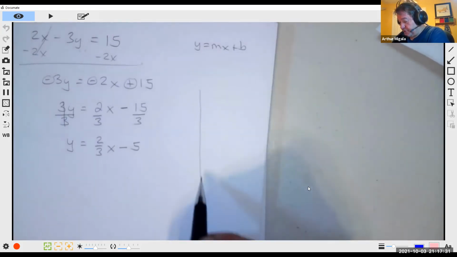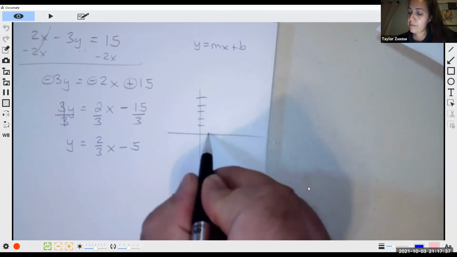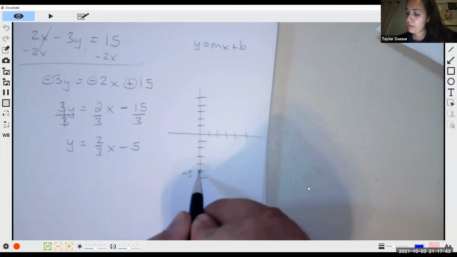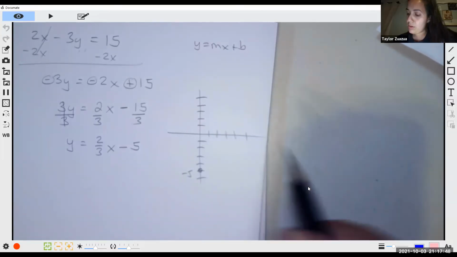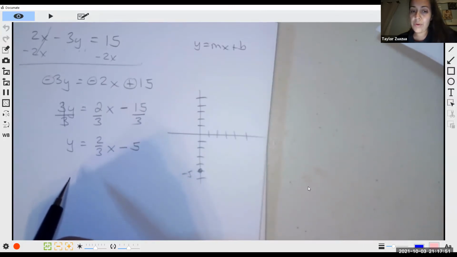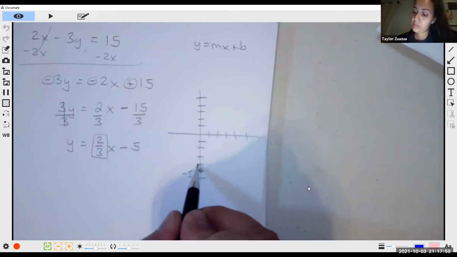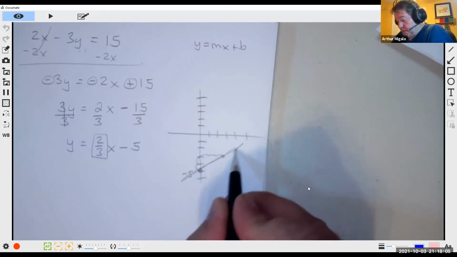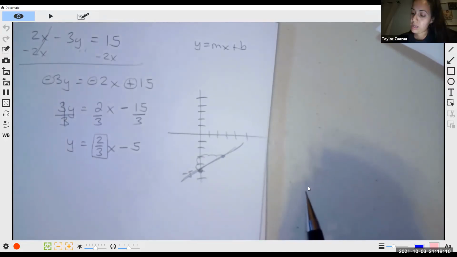So if you're going to graph this, where do you start? At the -5. So put a dot on -5. And then would you go down 2 spaces or up? You go up 2 spaces and then to your right 3 spaces. There's no negative there, so it has to be up to the right. There's your graph.